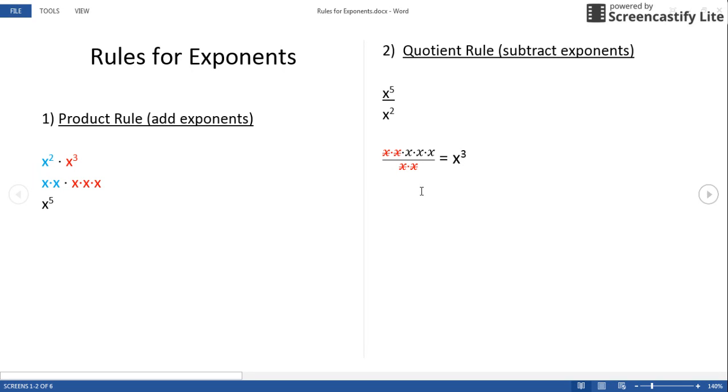And since these things are being multiplied, we can cancel things out that match up with each other. These two x's will cancel with those two x's, leaving us 3 factors of x. With these 3 factors of x, we could write our answer as x cubed. But again, we don't want to have to write it in that expanded form. We much prefer to say anytime we are dividing two things that have the same base, we keep the base and we subtract the exponents, the top one minus the bottom one.